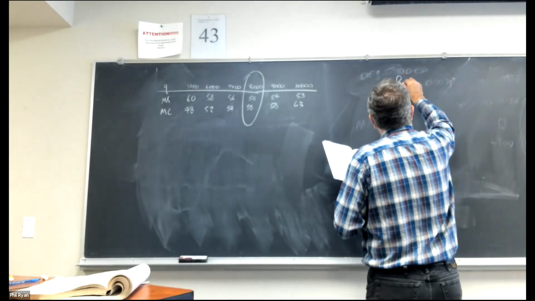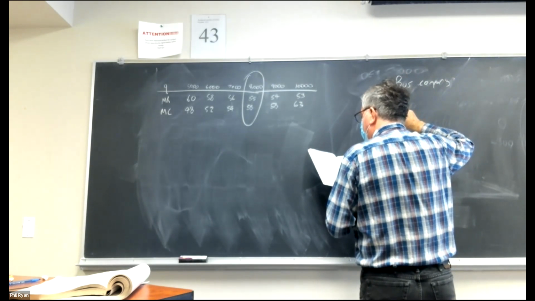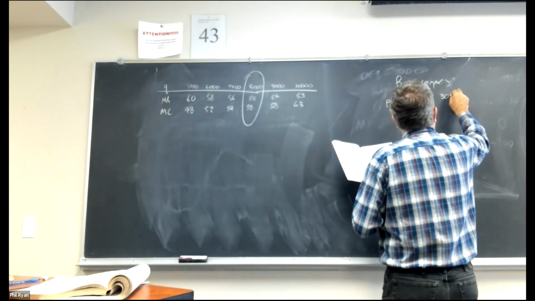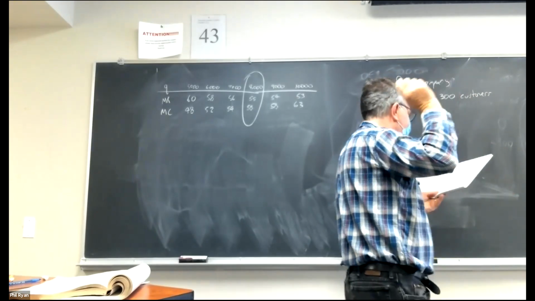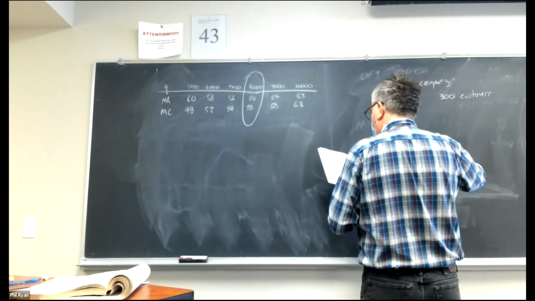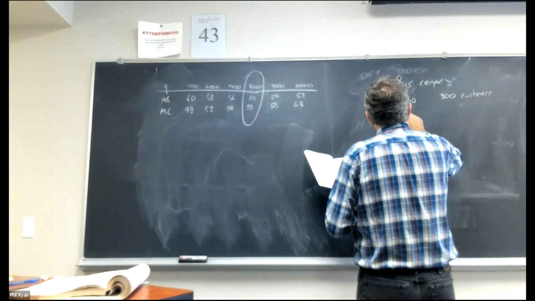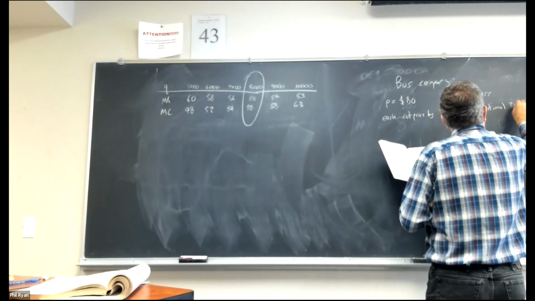So let's say you run a bus company, and you know that when the price is $80, you get 300 customers. Let's say, there's 300 customers per day when you do your big schedule, whatever. And you notice that each time you cut price by $5, you get an additional 30 customers.